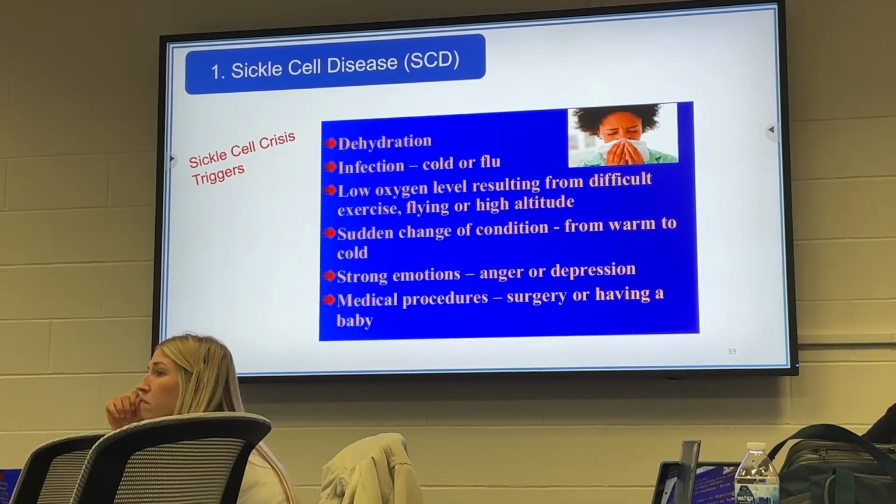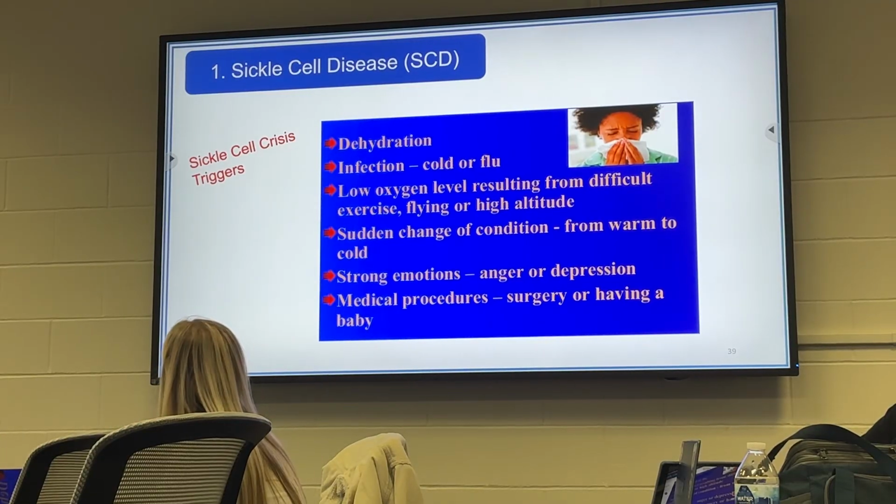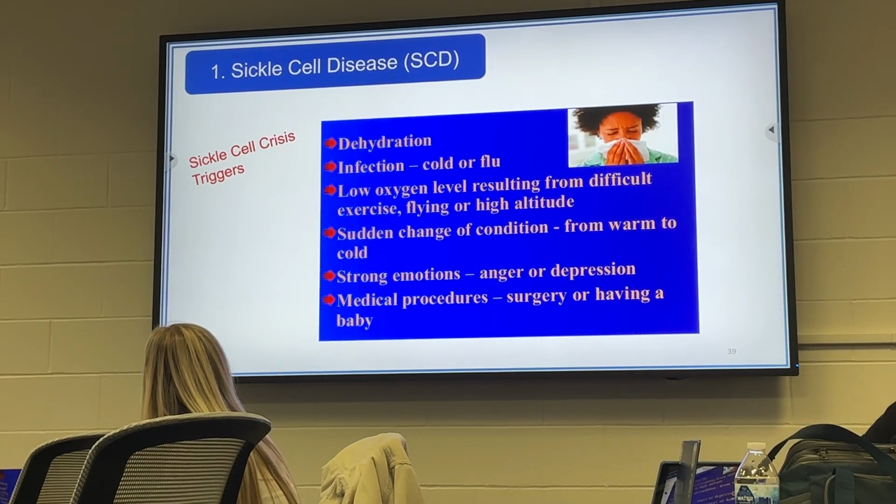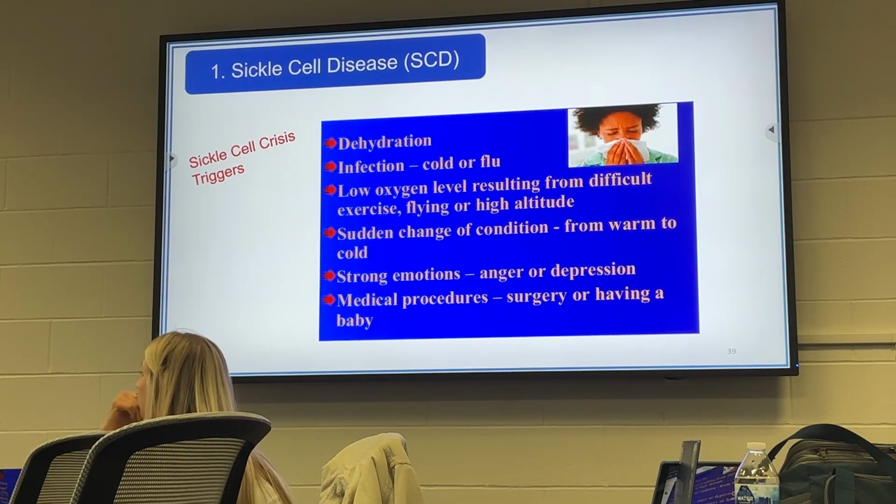This is important to know. These are some things that could trigger you, you being the patient that has sickle cell disease, to go into a crisis. These are researched and found triggers for that.